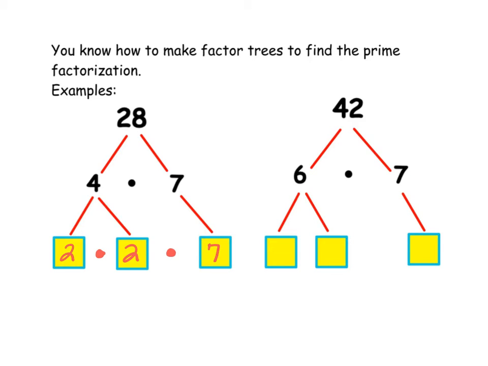6 times 7 is the multiplication fact for 42. 6 is created by the primes 2 times 3. And 7 is already prime. And so looking at my prime factorization for 42, I know I'm done because 2 times 3 times 7 are all primes, multiplied together to equal 42.